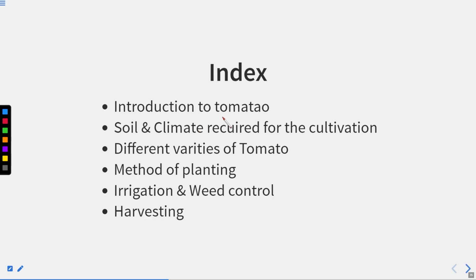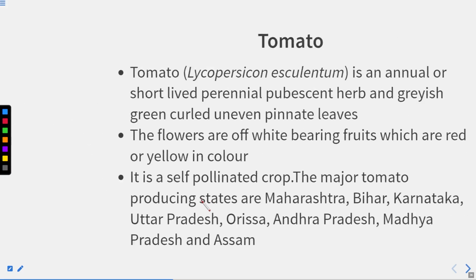In this session, we will have an introduction to tomato crop, and then what type of soil and climate is required for the cultivation of tomato. After that, we will see the different varieties of tomatoes that are generally grown. Then we will discuss the method of planting of tomato, the time for irrigation and what type of irrigation we can adapt for this particular crop. Also there will be a discussion on the weed control method, and at the last, we will study about the harvesting of tomato. So let us start this.